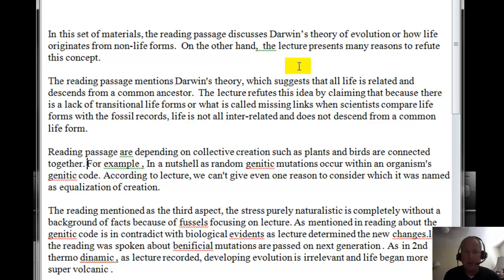Okay, the problem is the counterpoint you're using here is not really the counterpoint that goes with this. You got to match up, the counterpoint needs to match up with the claim being made in the reading passage.